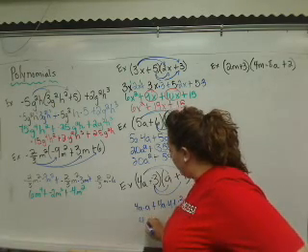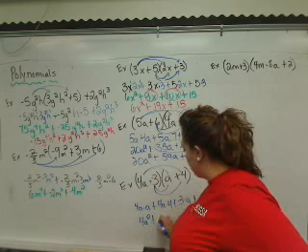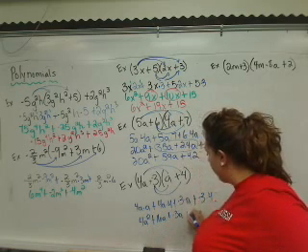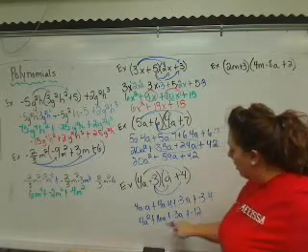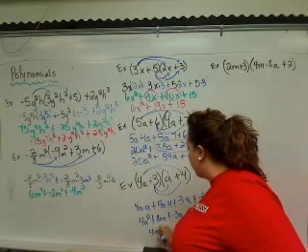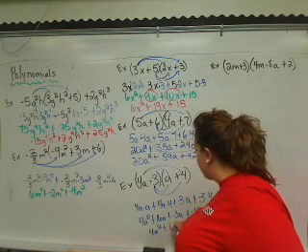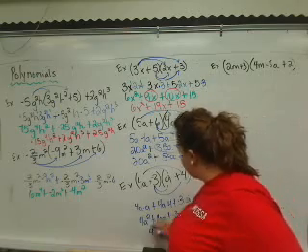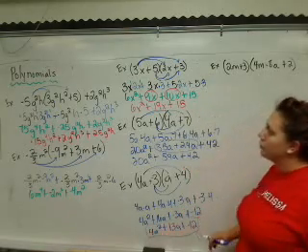So we're going to have 4a squared plus 16a plus negative 3a plus negative 12. 16a and negative 3a combine to be 13a, so we have 4a squared plus 13a plus negative 12. And that is my final simplified polynomial.